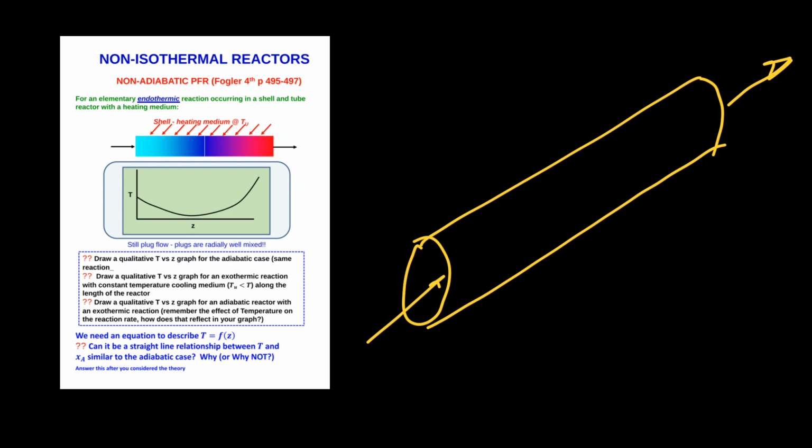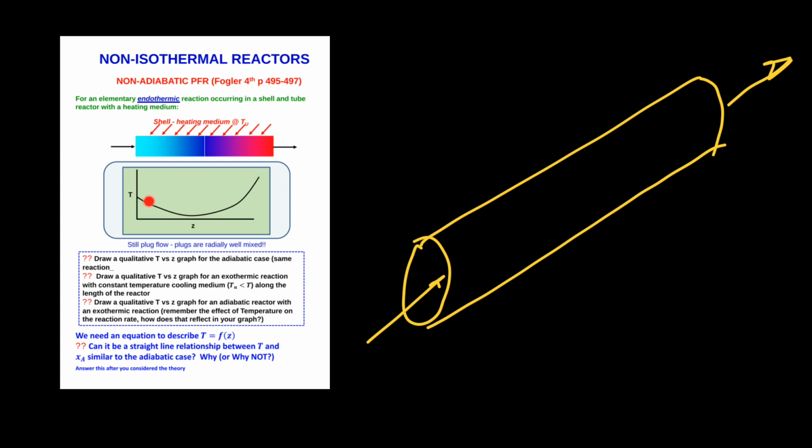Because I have a temperature profile along the length of my reactor, illustrated here is an endothermic reaction where I do apply, in fact, some heating from a constant temperature heating medium. So it wants to cool down, but then it's going to heat up.